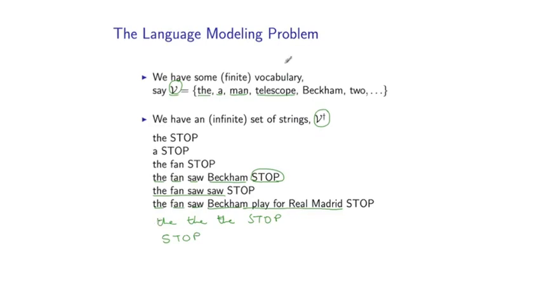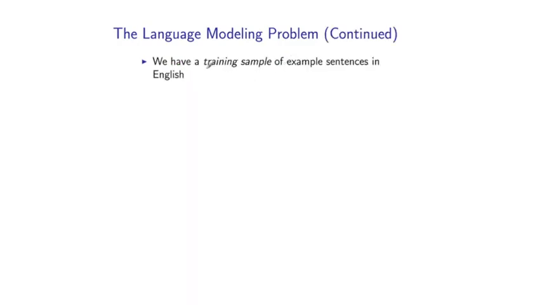So given these definitions, we can now define the language modeling problem. I'm going to assume that we have a training sample of example sentences in the language we're interested in. Let's just assume that's English for now. So for example, you might collect all sentences that you've seen in the New York Times over the last 10 years. Or you might collect a very large set of example sentences from the World Wide Web, and you can think of many other examples.